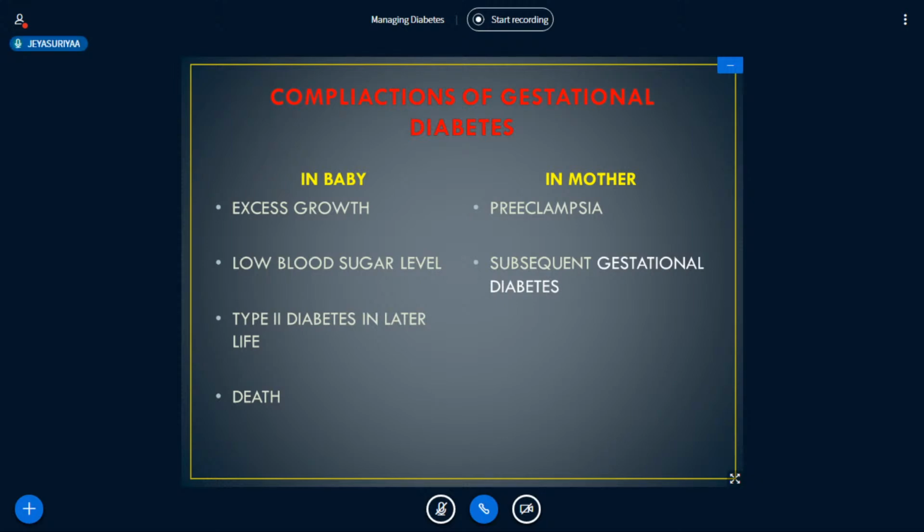Now, coming to the complications that can occur in the baby as a result of gestational diabetes. Extra glucose can cross the placenta, which triggers the baby's pancreas to make extra insulin. This can cause the baby to grow too large. That is also called macrosomia. Very large babies are more likely to require a C-section, that is the cesarean section, during delivery of the baby.